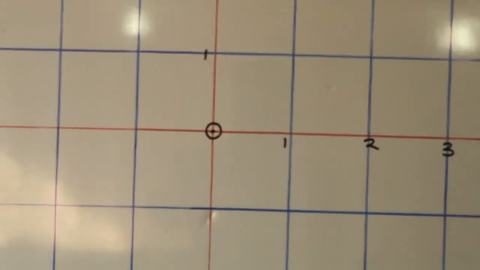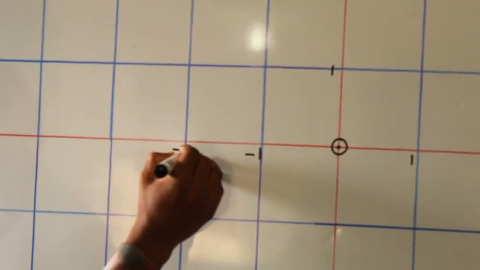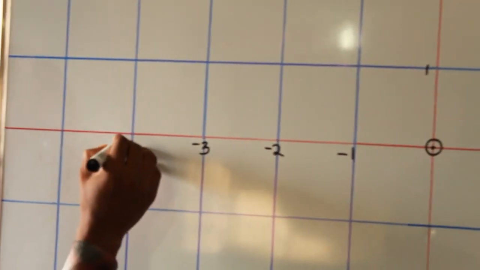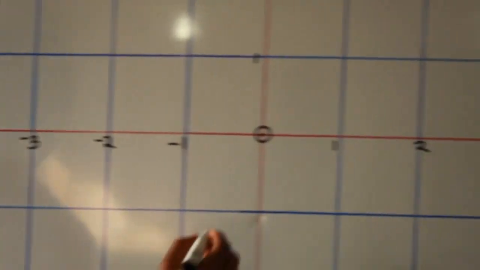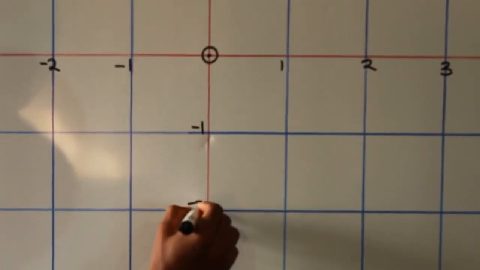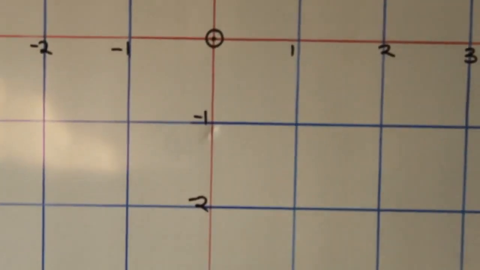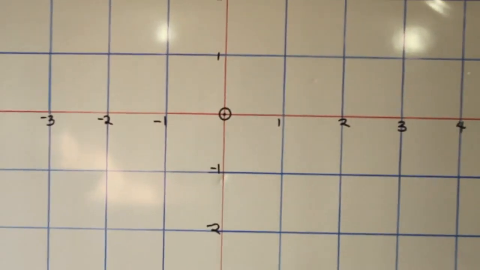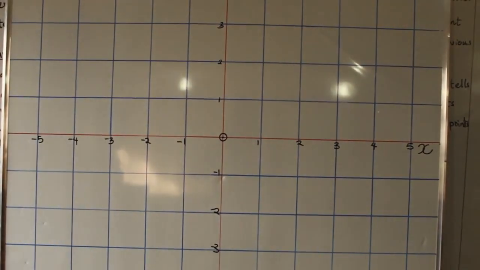Now we continue numbering to the left and downwards. Remember, points to the left, like numbers on the number line, are negative. -1, -2, -3, -4, -5. And downwards, -1, -2, -3, -4, -5. Now, our first point is point A, and our point A has coordinates (0, 2).